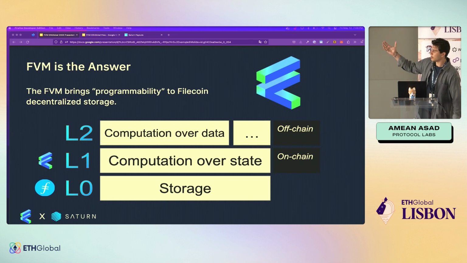And this is a nice diagram to display how it's layered. You can think of L0 as the Filecoin network. That's all your storage. That's your data. And then on top of that is the FVM, which brings compute to the state of that data, and that enables building other L2 solutions on top of the Filecoin network, which do computation over data, and that happens off-chain.